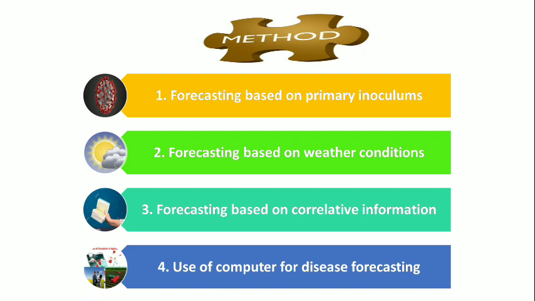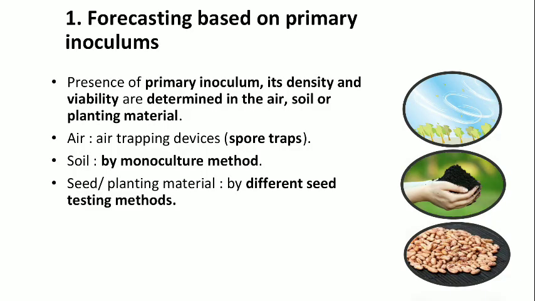Next, different methods of plant disease forecasting. There are 4 methods. The first is forecasting based on primary inoculum. Second, forecasting based on weather conditions. Third, forecasting based on correlative information. Fourth and last, use of computers for disease forecasting. So first, forecasting based on primary inoculum. Inoculum is the amount or quantity of pathogen that leads to infection or disease.